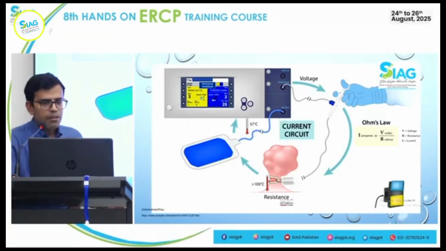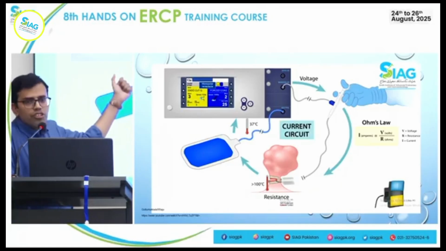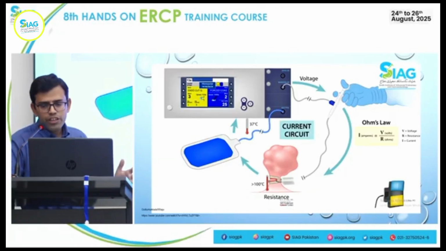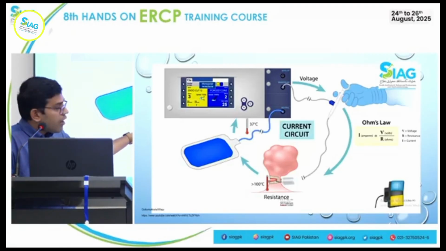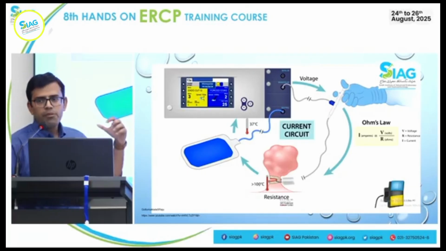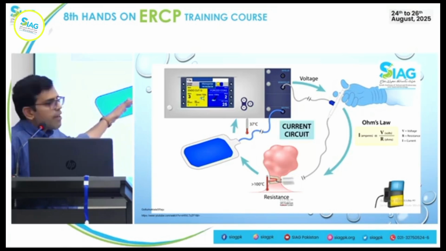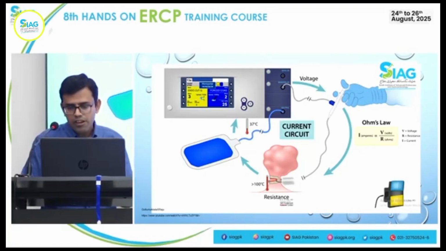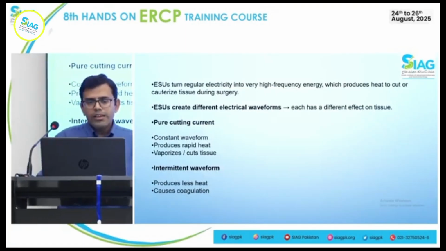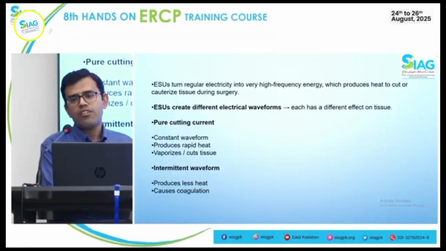Now, this is one example of a basic circuit with an electrosurgical generator, that's the source of voltage, and a device, in this example a snare, with the target tissue, which is also the site of resistance. Depending upon the type of circuit, either monopolar or bipolar, in this case a monopolar circuit, we have a dispersion pad to complete the circuit and take the current back to the electrosurgical generator. We'll discuss further. Now, this electrosurgical unit turns regular electricity into high frequency energy.